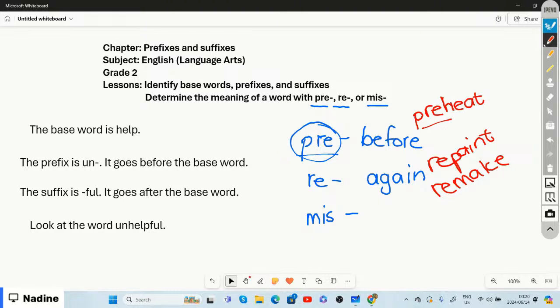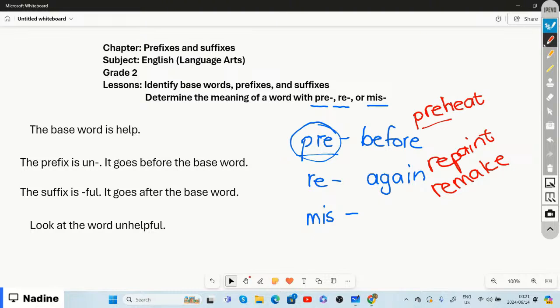So we call it retry. It's like doing it again, yes, right? Repaint means that we are painting again. Remake means that we need to make something again, right? So well done. Those are words with re, right? It's something that you're doing again.